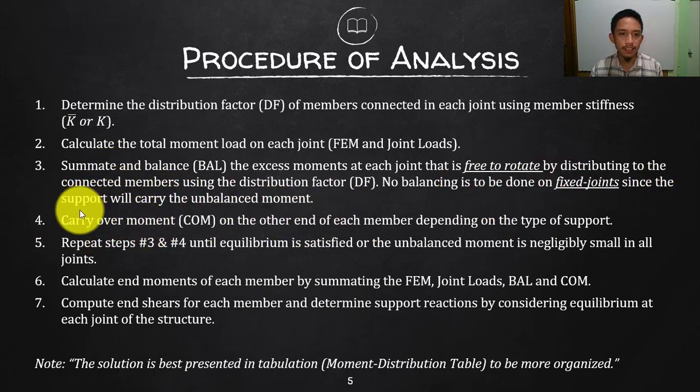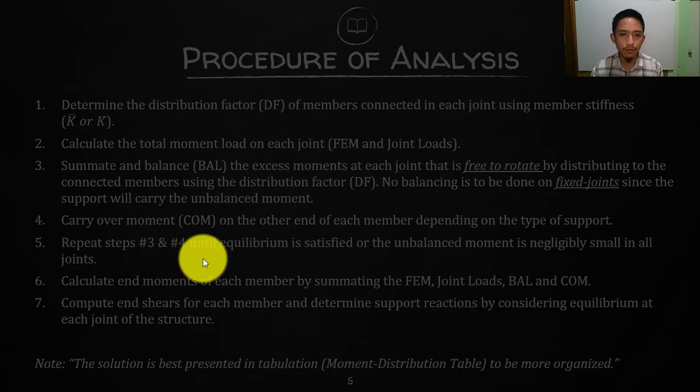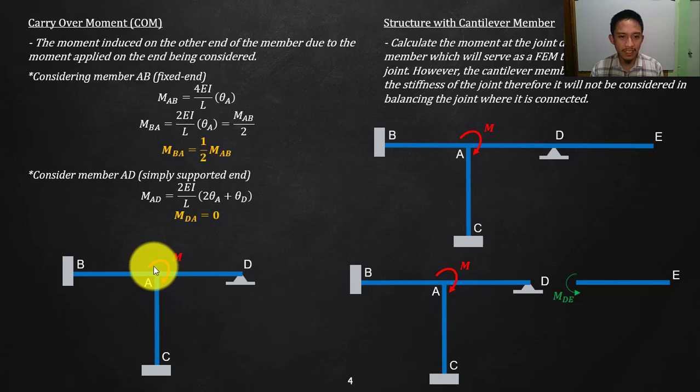Now, second step is to carry over the moment. This is what I'm saying. Once you balance the existing moment on the joint, you will transfer that one on the ends of the members connected. Then again, there is what we call the carryover moment. So in this one, that will carry over 1/2 since that is a fixed support.